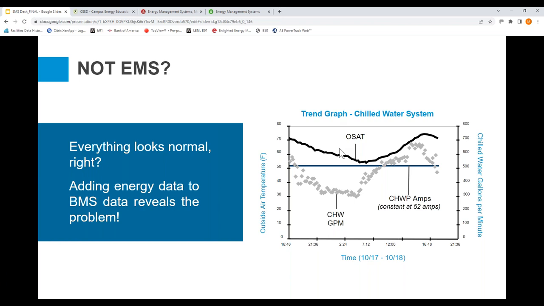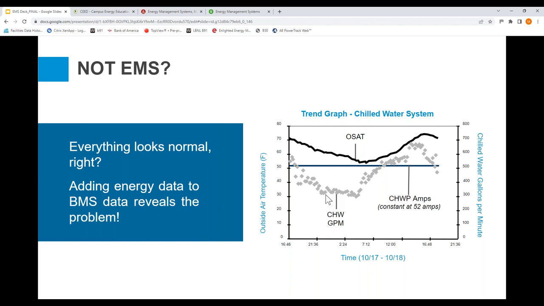Ultimately, as we slow down in GPM, our pump should slow down as well as the pump speed, and therefore the amp and the energy use should also slow down or go lower. And so we would expect a very similar curve to follow along with the other two. And clearly we're not seeing that. So what we were able to do is reveal a problem that we didn't see previously. And so this gives us the whole picture or the bigger picture.